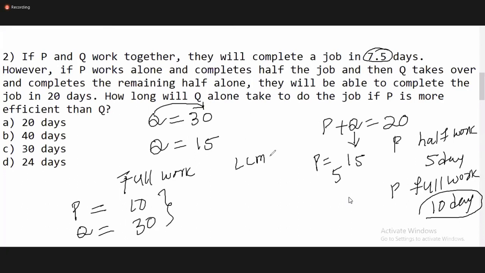Now look here. What is the LCM of 10 and 30? 30 is the LCM. So P will eat 3 chocolates per day, and Q will eat 1 chocolate per day. So both together were eating 4 chocolates per day, no? So 30 divided by 4.